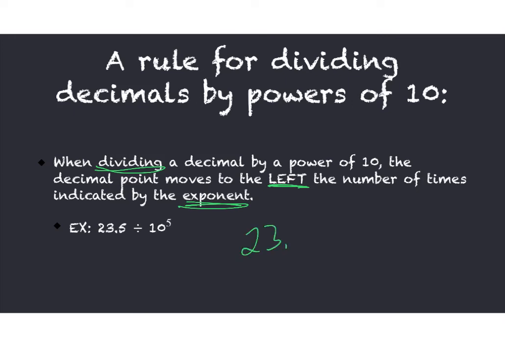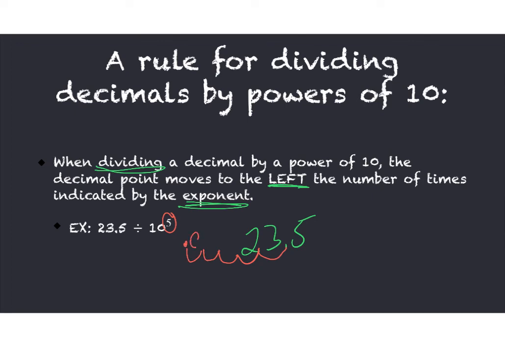23 and 5 tenths divided by 10 to the 5th power. So we're dividing. That means our decimal needs to move to the left, and we're going to move over 5 places because our exponent is 5. So 1, 2, 3, 4, 5.